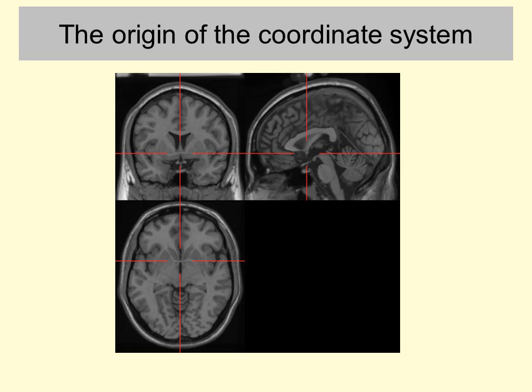So just to help you with that, if you want to do it, this slide shows you what it looks like on a typical MP-RAGE structural image. You can just see it there. It's probably the best view of it, right? That's the origin of the coordinate system.